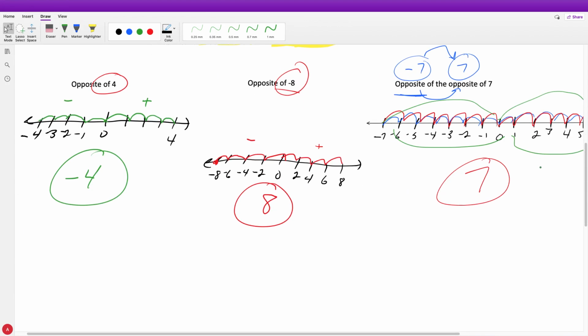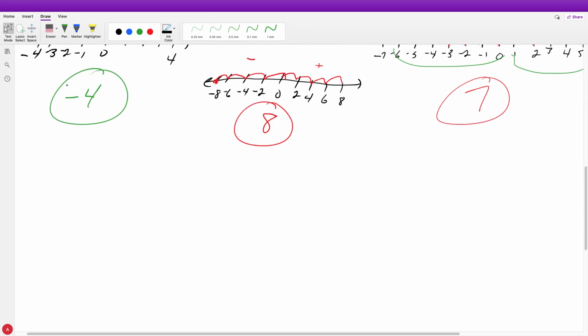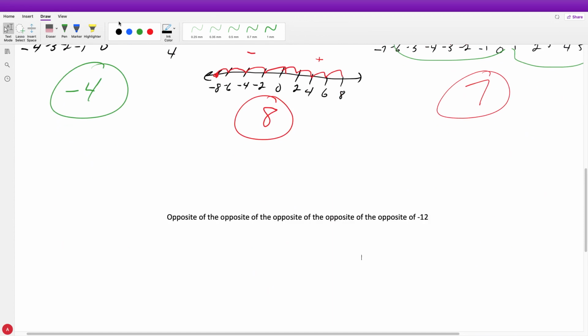All right, so what if I gave you a problem that says, the opposite of the opposite of the opposite of the opposite of -12? So what we need to do then is start with this -12, and we're just going to work down the line and say, okay, well, what is the opposite of -12?